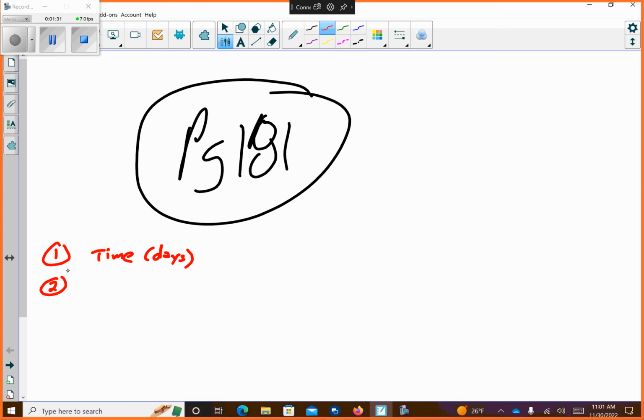Number two, what's the dependent variable? Snowpack. Yeah, snow in inches, right? And we'll have the double tick marks like that. All right. I feel pretty good about this so far. You good?